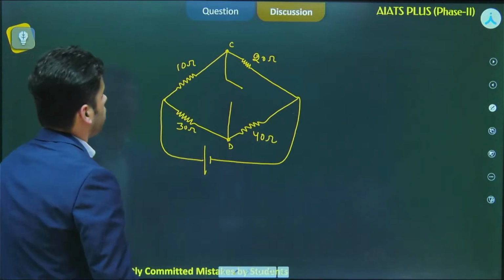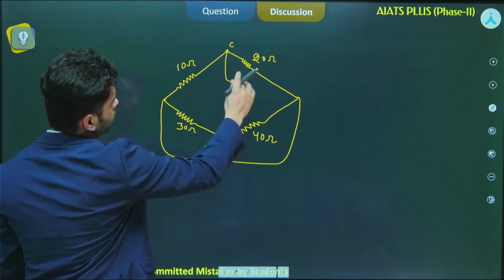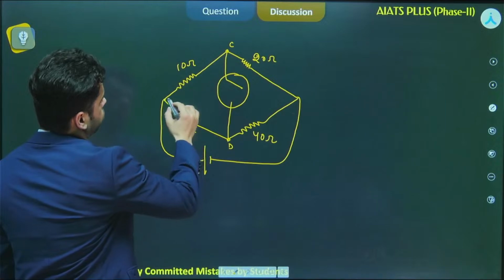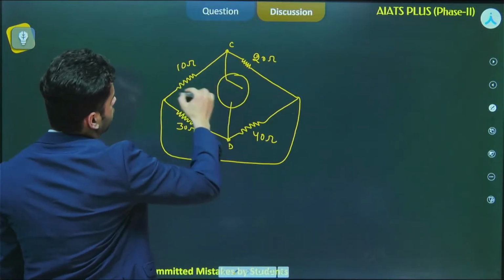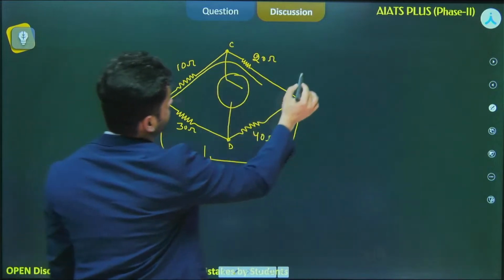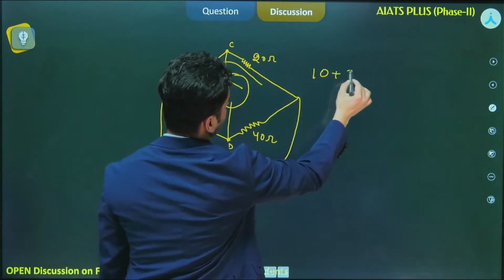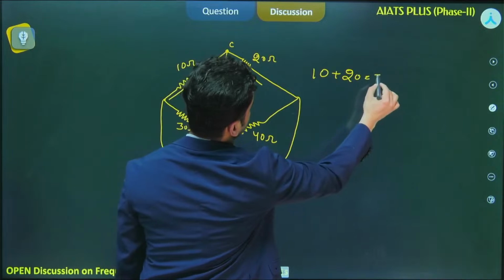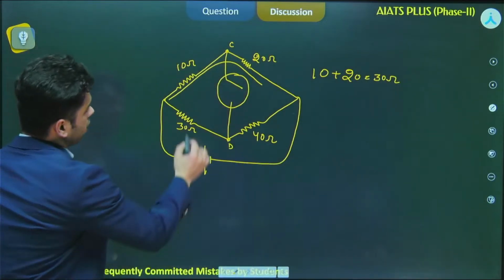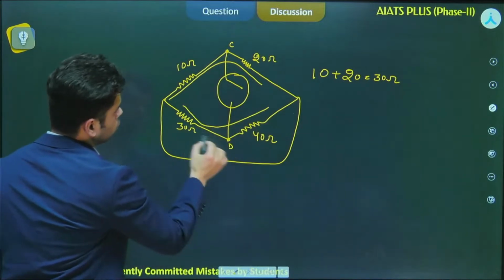Now, if this part is broken, then I can say that the effective resistance across this branch is equal to 10 plus 20, and it is equal to 30 ohms. And the effective resistance across this branch will be equal to 30 plus 40.